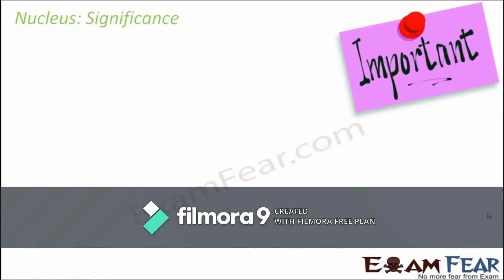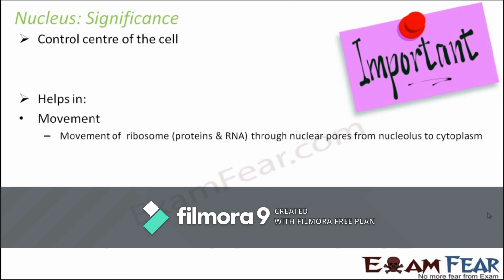Now that we have discussed so many important things, let us quickly see the significance of the nucleus. We saw that the nucleus is very important for cell division. The nucleus is very important for inheritance also. So the nucleus is the control center of the cell. It helps in movement, that is movement of substances like ribosomes, proteins and RNA through nuclear pores from the nucleolus to the cytoplasm. This movement of substances is very, very important.